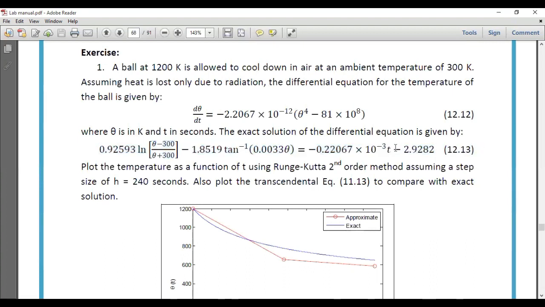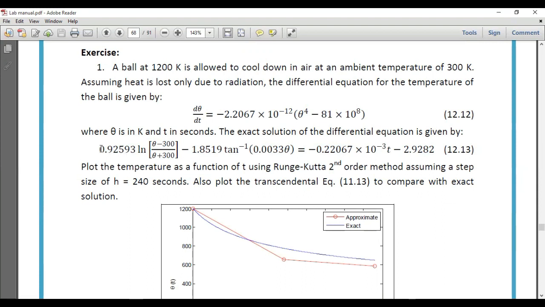Now how this exact solution is evaluated is not actually the scope of our today's lecture, because we are dealing with numerical differentiation. But if we know the exact solution, we can do our comparison of numerical differentiation with the exact differentiation or exact solution. So this is our exact solution, and you can see that this is a non-linear equation.